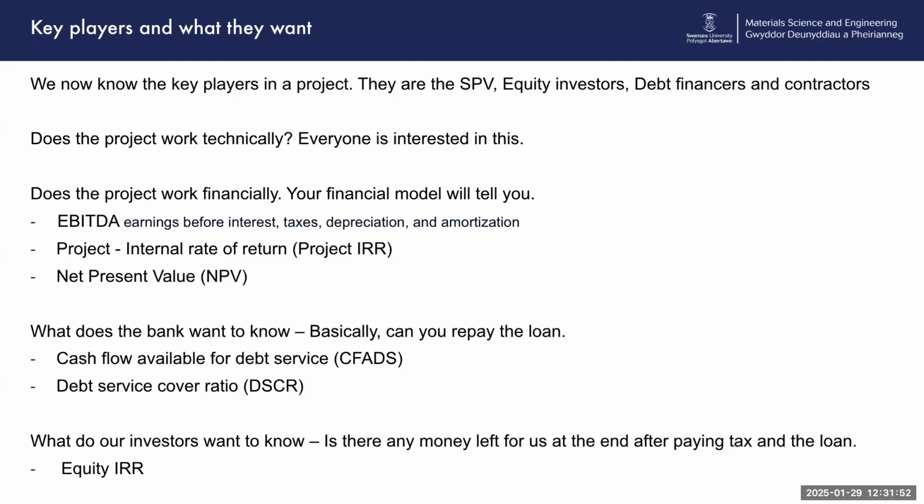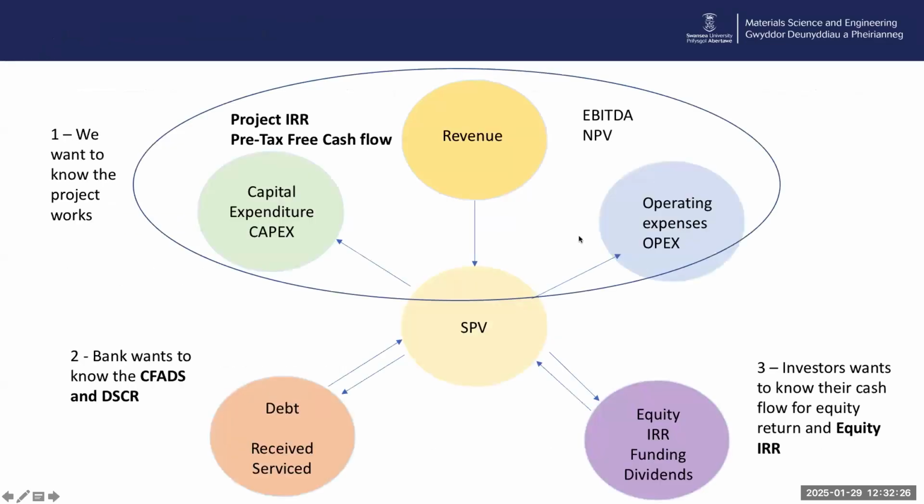What the bank wants to know is, can you repay the loan? And in order to do that, they're going to want to know what's called the CFADS, which is your cash flow available for debt service. They're going to know your debt service cover ratio as well. And when it comes to equity, basically, if there's any money left over in the project, that then gets paid out as equity or to the community benefit fund, and that's what's known as equity IRR. So these things here are the basic things that you are really going to need to figure out in order to attract your investors, and that's basically what project finance is.